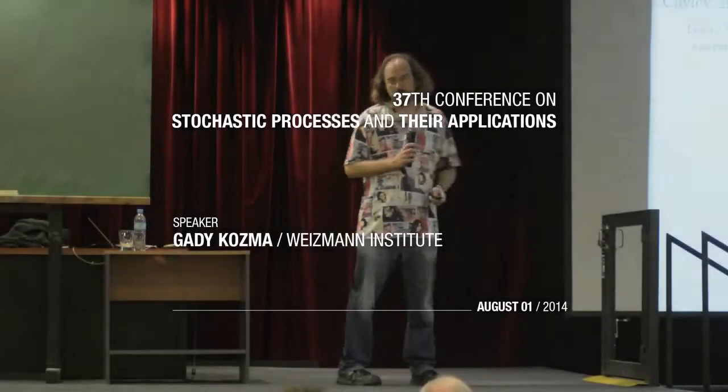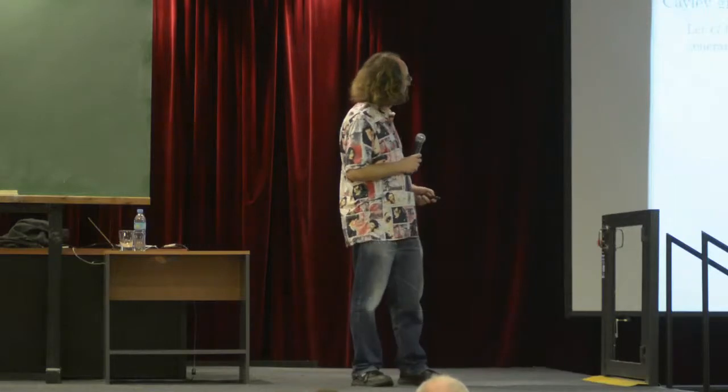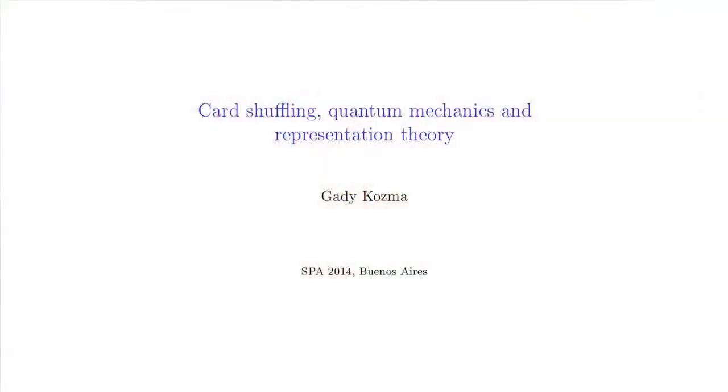What are we talking about? Let's start with a very general definition. What is a random walk on a group? Okay, so you have a group, which I assume is finitely generated.